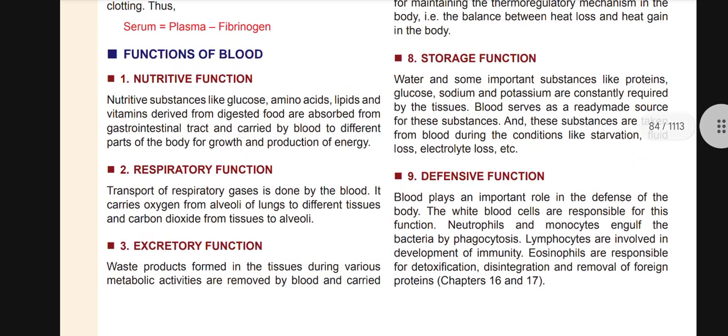Defensive mechanism. When a foreign particle enters our body, in the blood there is the presence of WBC or leukocytes. This helps in antigen-antibody reaction. Neutrophil, monocyte, lymphocyte, eosinophil, basophil, these types of cells are important for detoxification, disintegration, removal of foreign protein, and processes like phagocytosis and pinocytosis are done.